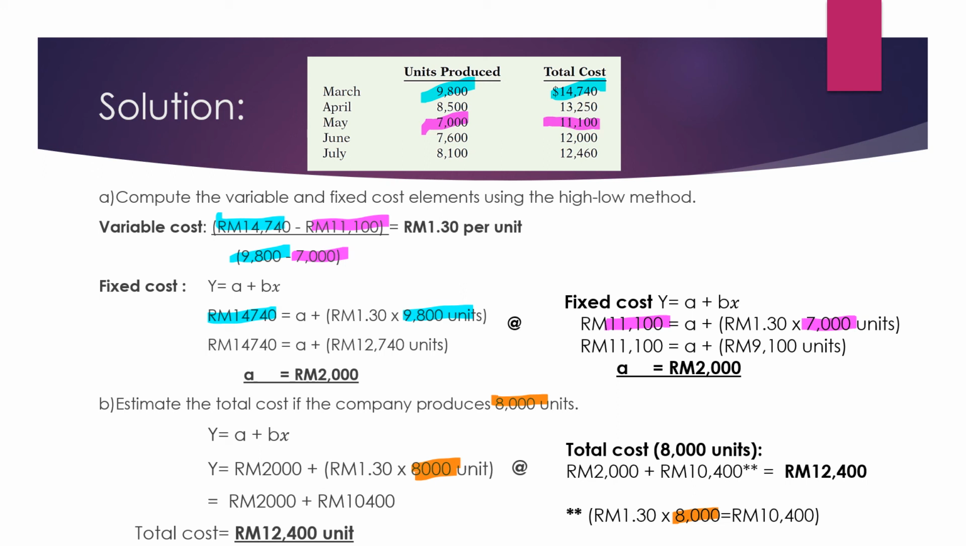So question B, estimate the total cost if the company produced 8,000 units. So we put the 8,000 units in this equation. Y equal to 2,000 fixed cost plus 1.30 variable cost multiplied by 8,000 units. So settle the equation, the total cost equal to 12,400. If we use the total cost formula, we also get the same answer, 12,400.